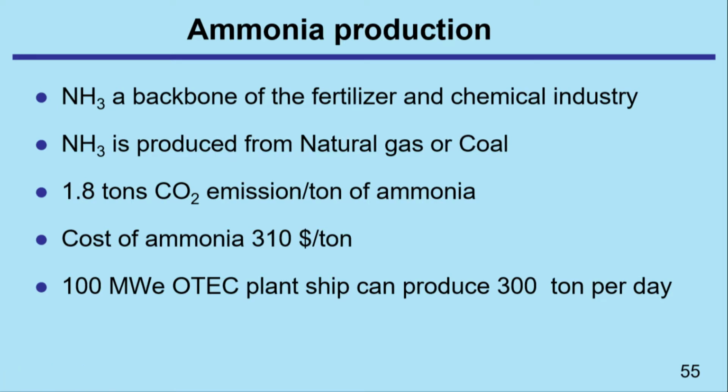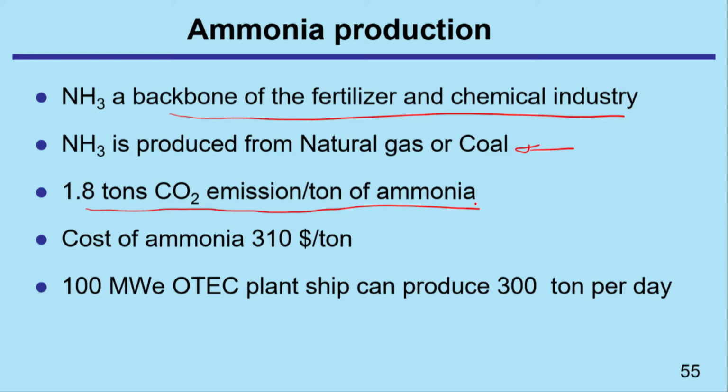Next is ammonia. Ammonia is a backbone for the fertilizer and chemical industry, as we all know. It is normally produced from natural gas or coal, and you see that there is 1.8 tons of carbon dioxide emission per ton of ammonia when you do it that way, whereas through this mega OTEC plant we can produce about 300 tons per day, and that is another byproduct.